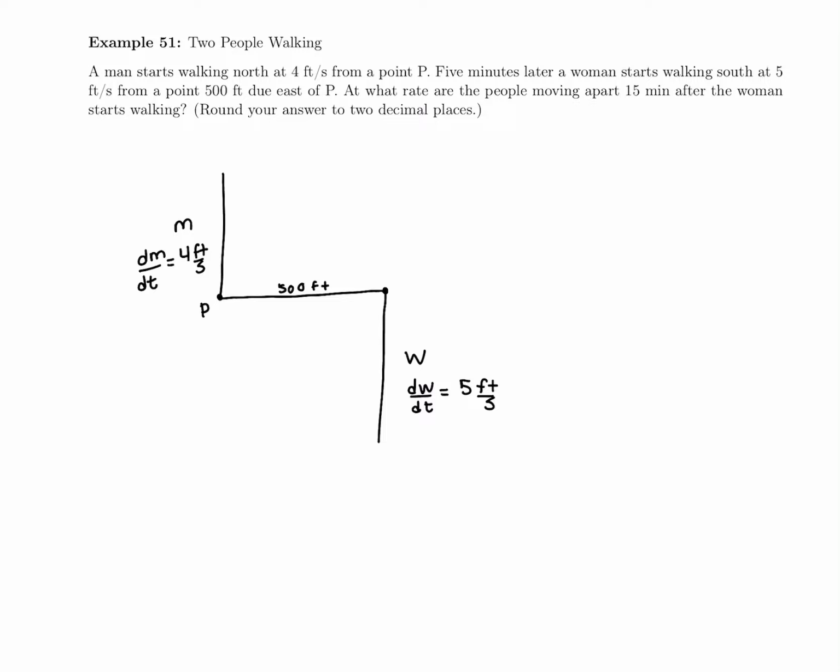And so we want to see at what rate are the people moving apart 15 minutes after the woman starts walking. So we want to figure out the rate the distance between them is changing. We're trying to figure out this distance here. We can call it any letter we want. I might just call it Z. How fast is the distance between them changing?